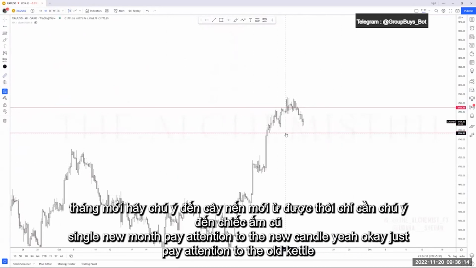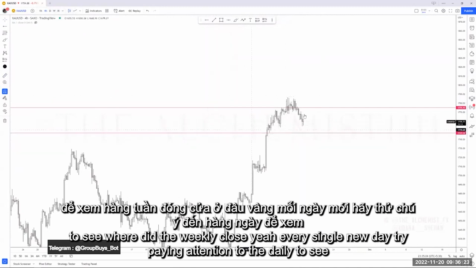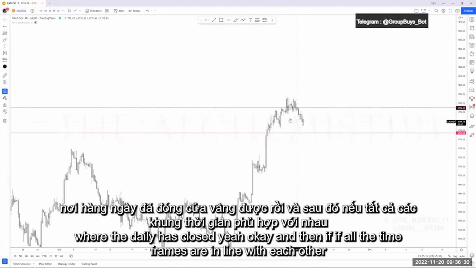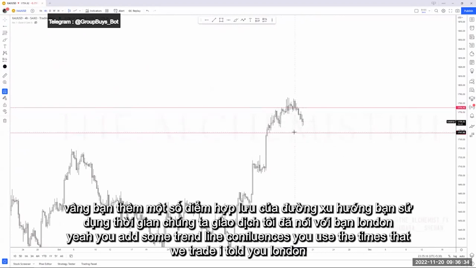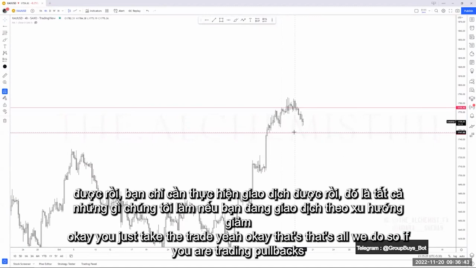Every single new month, pay attention to the old candle. Where did it close? How did it close? Every single new week, pay attention to the weekly to see where the weekly closed. Every single new day, pay attention to the daily to see where the daily has closed. And if all the time frames are in line with each other, you add some trend line congruences. You use the times that we trade: London kill zone and London open, or New York kill zone and New York open, and then you take the trade. That's all we do.